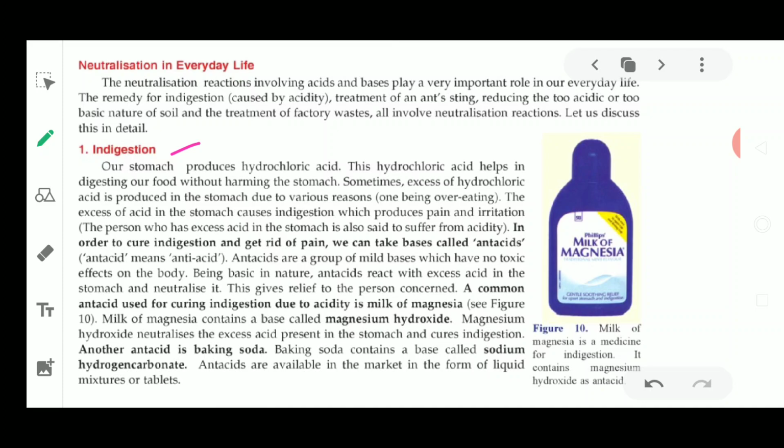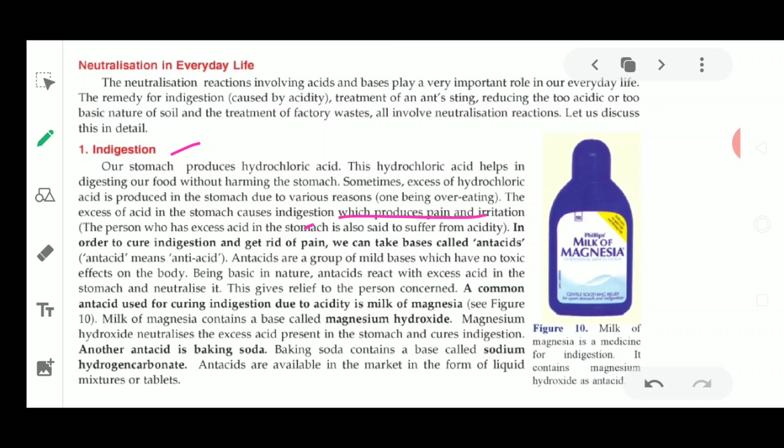Now this hydrochloric acid helps in digesting your food without harming the stomach. Sometimes excess hydrochloric acid is produced in the stomach due to various reasons. One of the reasons is that we are overeating. If you find that something very delicious has been prepared in the kitchen today, you start eating and eating and eating. You forget that our stomach is full now. But what happens after that? After overeating, the acid is produced in a large amount in your stomach.